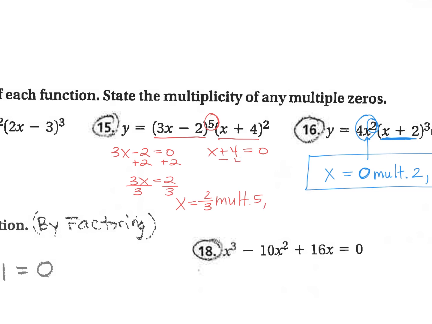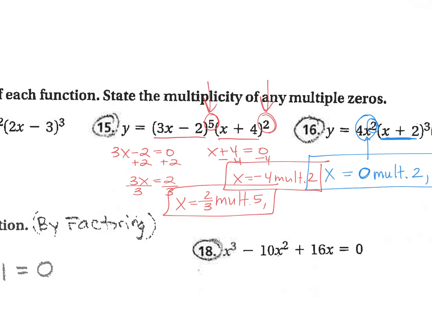And this one, take away the 4, x equals -4 with a multiplicity of 2 because of that. So that's an answer, and that's an answer. So you're just setting them equal to 0 and solving it, each piece. And then your multiplicity comes from the exponent. That make sense?